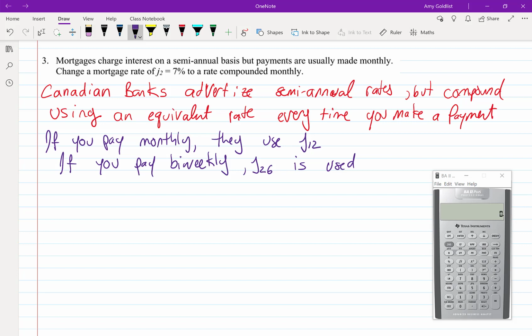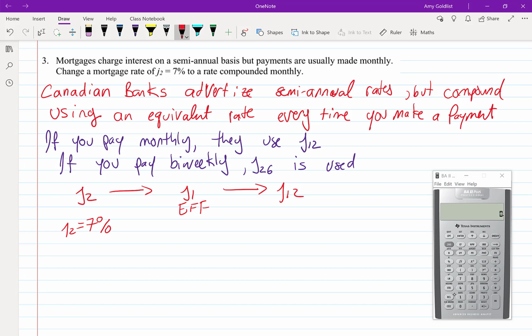Okay, so what we're going to do is find the monthly rate. And again, we did this in the last one. J2 goes to J1, goes to J12. We're always going through that effective rate. So let's start with J2 equals 7%.